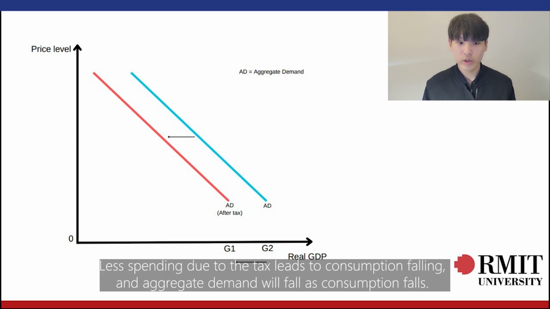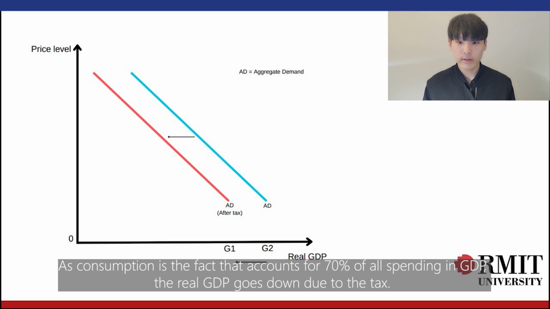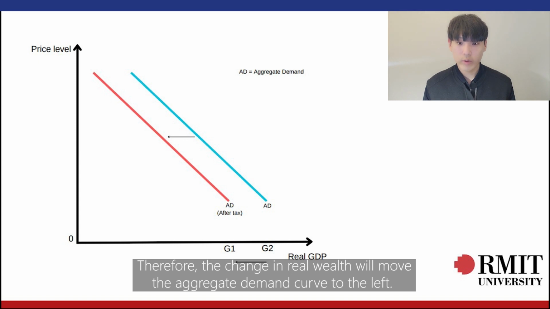Less spending due to the tax leads to consumption falling, and aggregate demand will fall as consumption falls. As consumption accounts for 70% of all spending in GDP, the real GDP goes down due to the tax. Therefore, the change in real wealth will move the aggregate demand curve to the left.